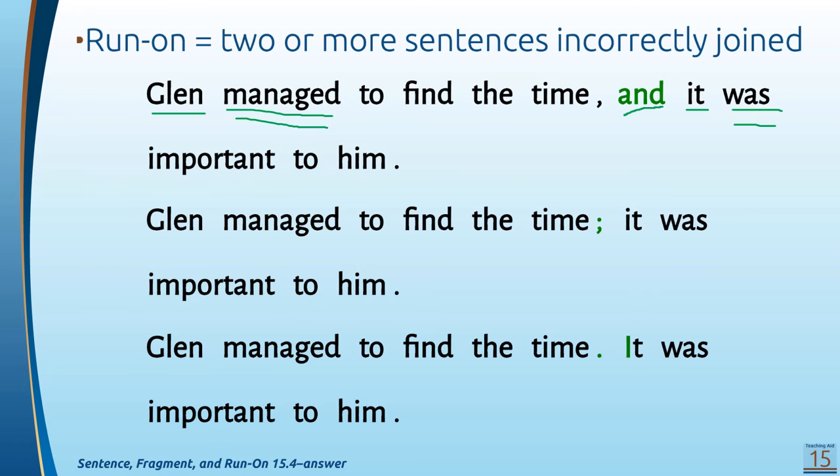Same thing with the next way to solve it. Glenn managed to find the time, semicolon. It was important to him. Still compound because we still have two separate subject verb sets, but this semicolon is able to stand by itself, unlike a comma. It's much stronger. And then here's another way. Glenn managed to find the time, period. It was important to him. So we capitalize the it because it's now starting its own sentence because we changed it into two separate sentences.